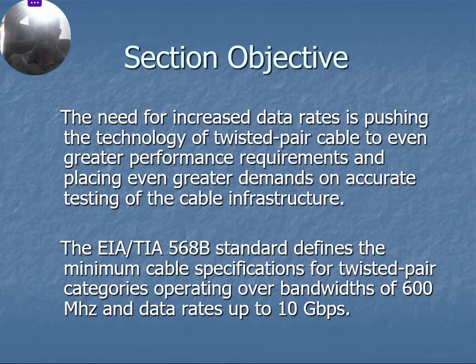Then the EIA/TIA 568B standard that defines the minimal cable specification for twisted pair cable categories operating over a bandwidth of over 600 megahertz and a data rate of up to 10 gigabits per second. And remember, 10 gigabits per second is called super gigabit Ethernet. So these are the two aspects we're going to look at for this chapter.